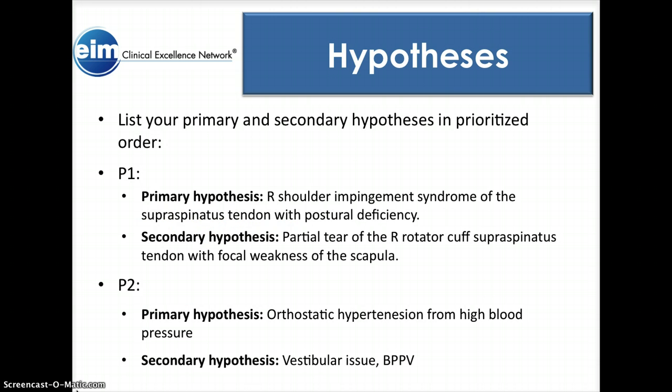The primary hypothesis after the subjective was still right shoulder impingement syndrome of the supraspinatus tendon, but after observing his sitting posture, I wanted to add that I thought that was due to a postural deficiency. Secondary hypothesis was still partial tear of the rotator cuff, supraspinatus tendon, with maybe some focal weakness of the scapula. P2 primary hypothesis was orthostatic hypertension from that high blood pressure, but I didn't want to rule out any vestibular issues such as BPPV.